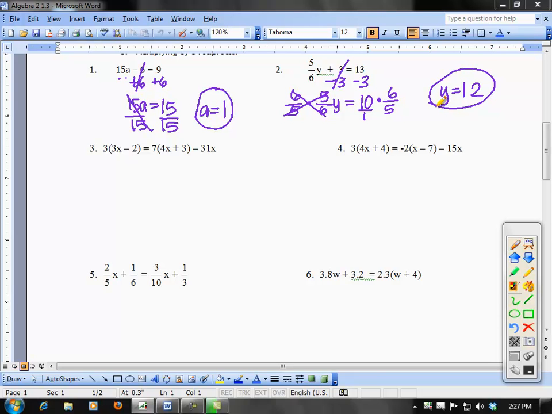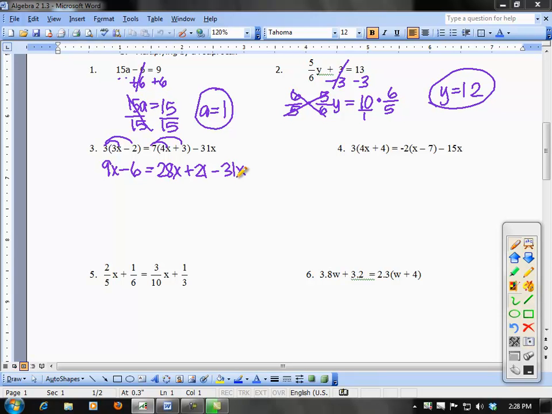Take a look at number 3. We've got some parentheses, so before we do anything, we should make sure we simplify this. So I'm going to distribute on both sides. I've got 9x minus 6 equals 7 times 4 is 28 with an x. 7 times 3 is 21. And then I've got this minus 31x.